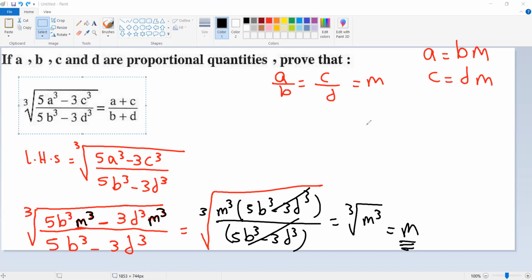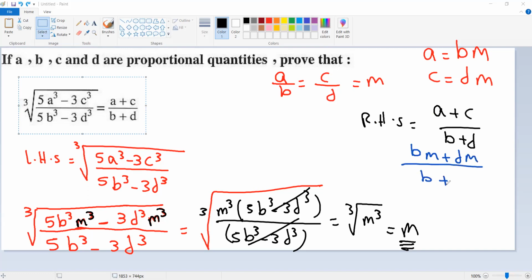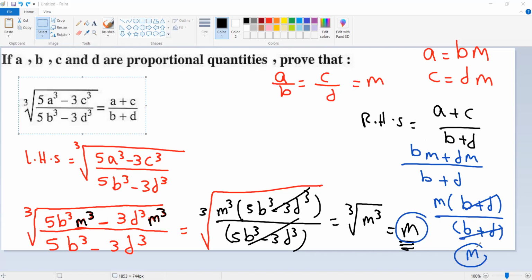That's the left-hand side. What about the right-hand side? The right-hand side is a plus c all divided by b plus d. So what is the value of a? A is equal to bm plus c is dm, all divided by b plus d. Don't make this mistake and cancel b and b now. Just take a factor here. The factor is m, so you're left with b plus d, and at the bottom b plus d. Cancel b plus d, so we ended up with m. So the left-hand side is m and the right-hand side is m.